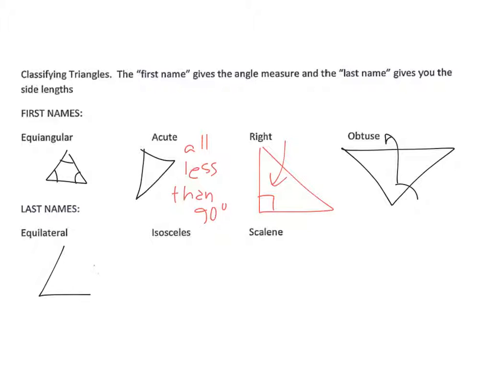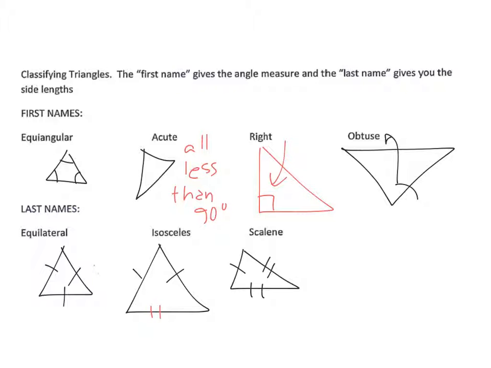Equilateral means all three sides are equal. Isosceles is when you have two sides equal and one other side different. And scalene is when you have three sides all different. So because it says 1 tick, 2 ticks, 3 ticks, it means all these sides are different.